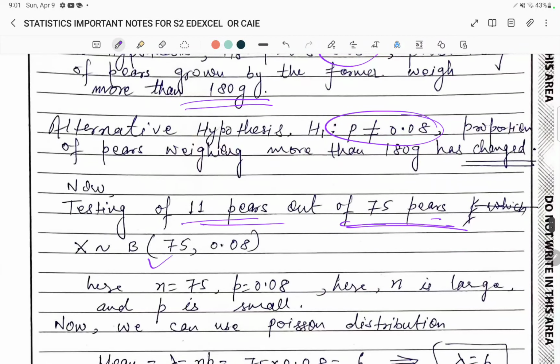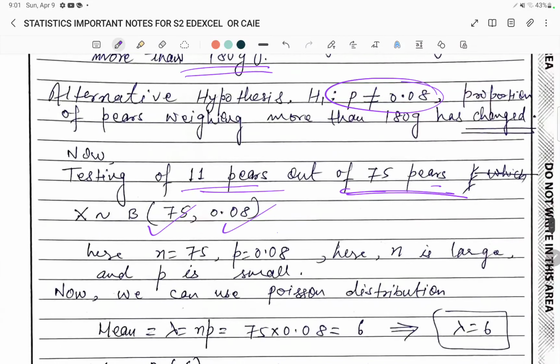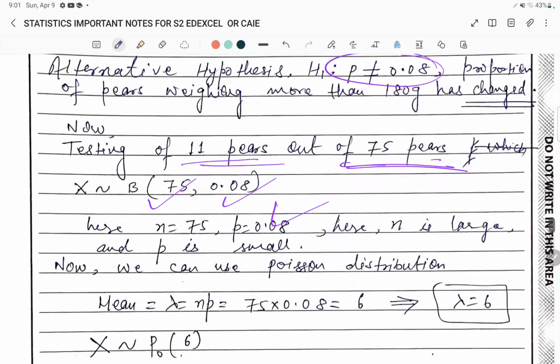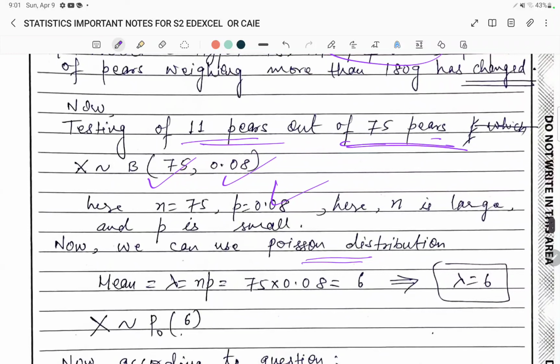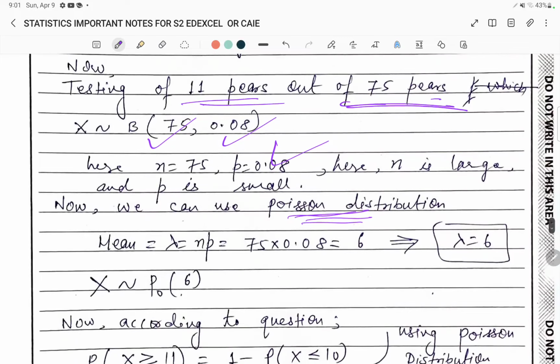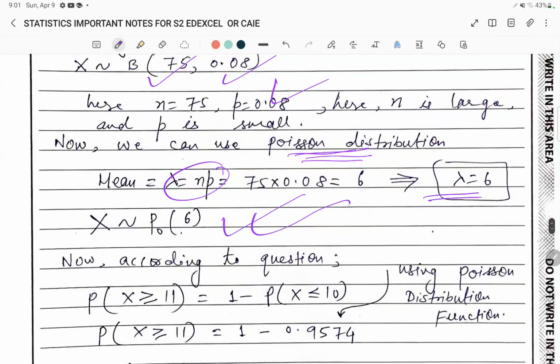So n is 75 and p is 0.08. n is large and p is small, so we have to use the Poisson distribution here. When n is large and p is near about 0.5, then we use normal. But here n is large and p is small, so we use Poisson distribution, and for Poisson you know that we need to find lambda. So lambda is 6 right now. So we got this one.